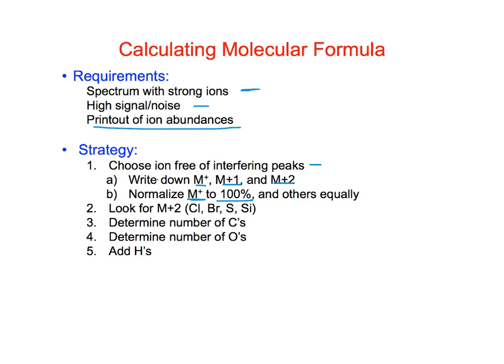Once we've done that, we first look for M+2 isotopes, so chlorine, bromine, silicon, and sulfur. We either account for those or we rule them out. Then we determine the number of carbons based upon the M+1, and then we look for oxygens after that. And then after that, we just add hydrogens, making up the difference in mass. Right? Whatever we have left over has to be hydrogens.